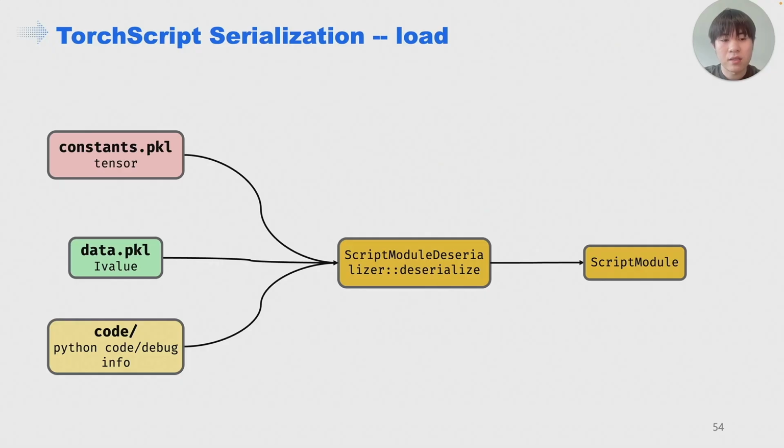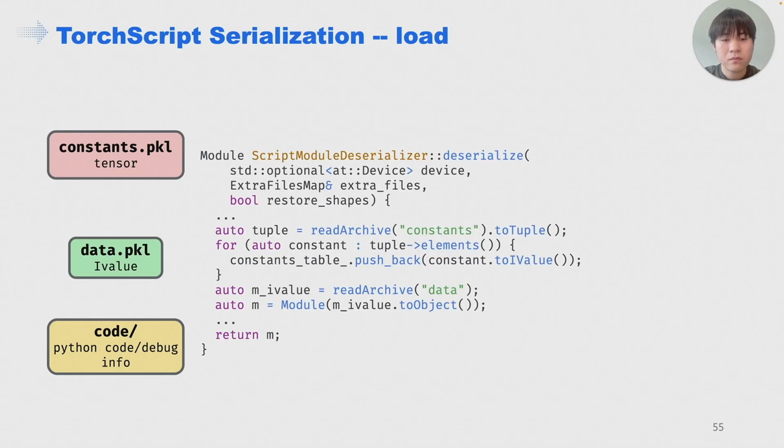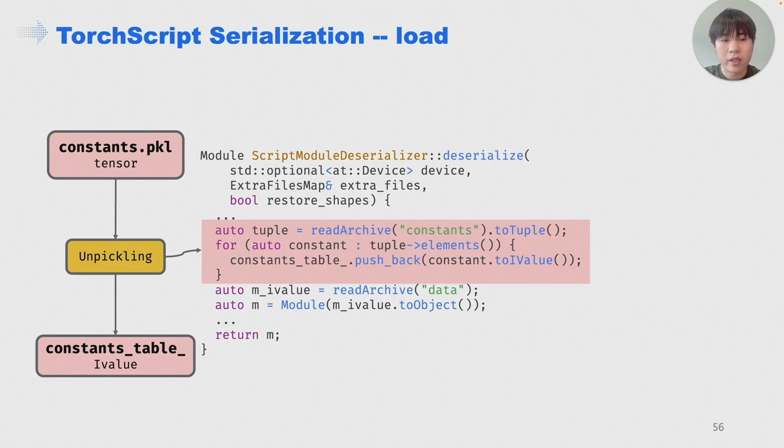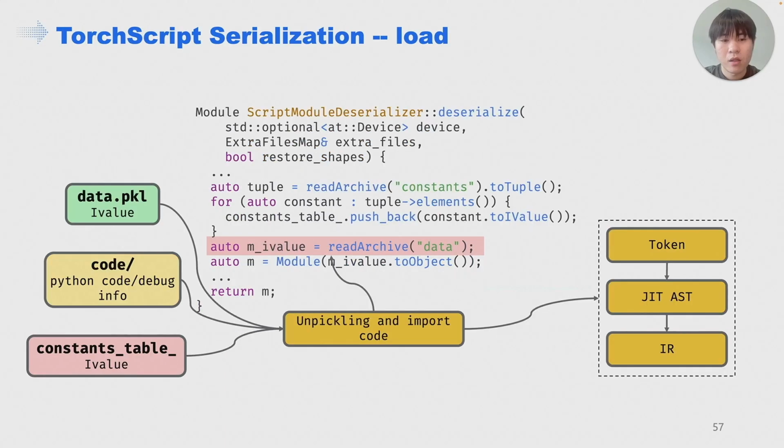Let's see how these parts are restored into a script model. We can see that in the deserialize function, the three main parts of the serialized file are converted into a script model. Let's look at the function implementation. Deserialize will call read_archive to read constants pkl and data pkl. Then we'll get one model in CPP, which is script model in Python. During the deserialization process, first unpickling constants pkl to obtain tensor constants, then saved in constants table. Second, unpickling data pkl.